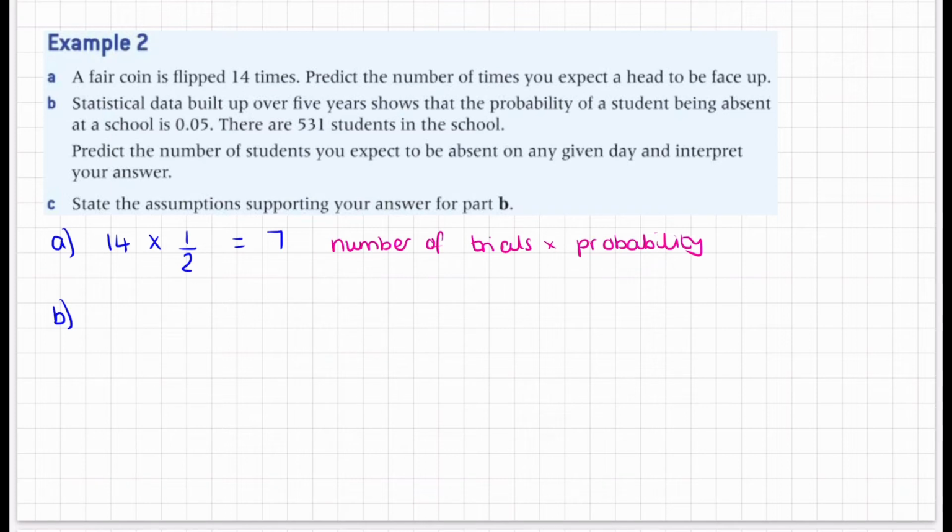B, predict the number of students you expect to be absent. So there's 531 students and the probability of being absent is 0.05, which would give us an answer of 26.55. With this, though, we would need to round the answer because we can't have 0.55 of a person. So we will need to make it 27 students. And in C, state the assumptions supporting your answer for part B. So one of the assumptions here needs to be that the absences in all days are equally likely. So there isn't one day that's more likely for somebody to be absent.